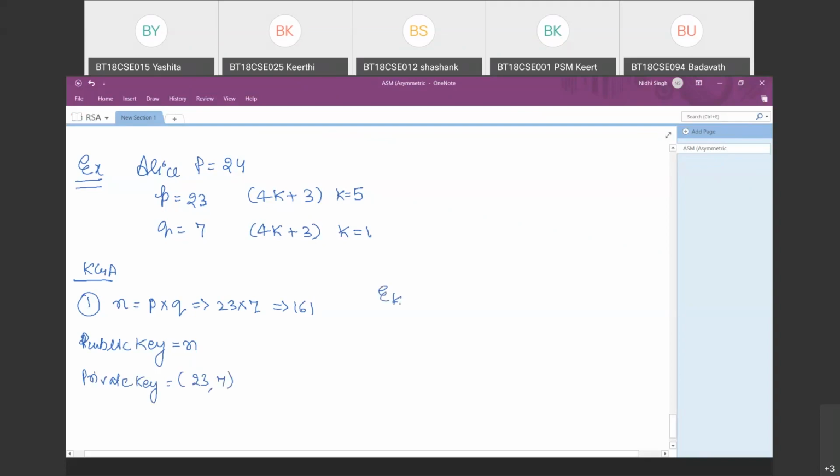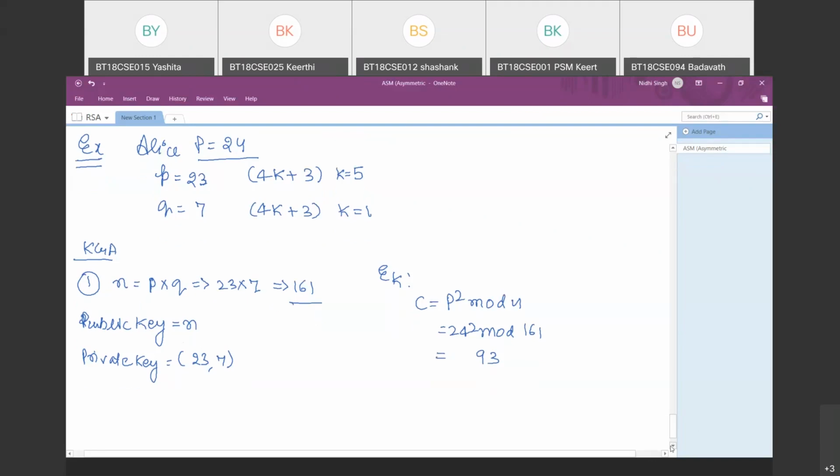The encryption process is very simple. The ciphertext will be generated by squaring the plaintext value and applying the mod operation. So the plaintext is 24, so 24 square mod n. What is the value of n? That is 161. And it comes out to be 93. Now the decryption process is complex.